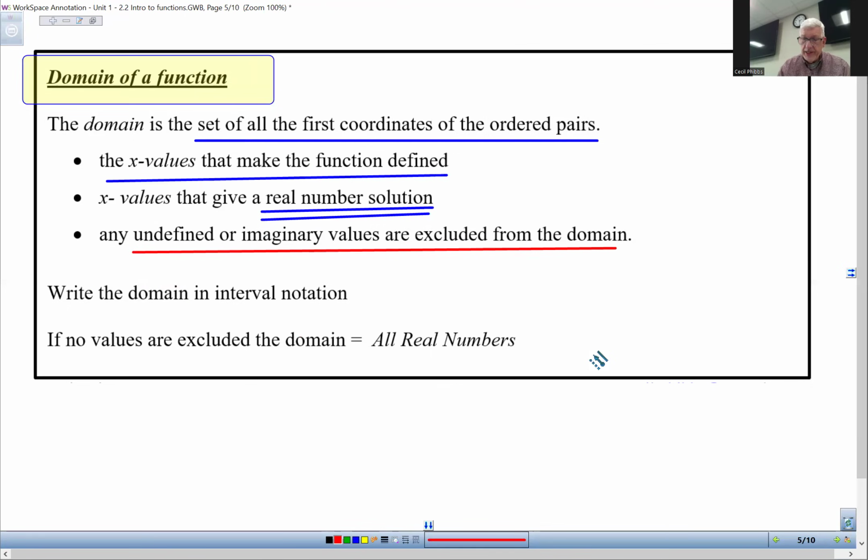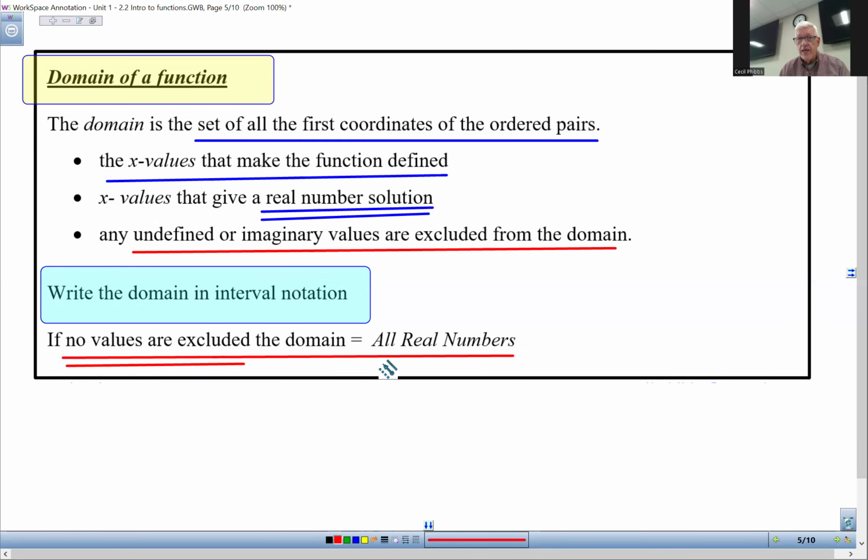And we're going to list this in interval notation. So remember, interval notation, which we use with our inequalities, shows a range of numbers. So we want to know what is the range of numbers, or what is the set of numbers that will work for our function. Okay. Now, if there's no exclusions, which we will have in a few cases, then our range is all real numbers. And the way we're going to write that is -infinity to +infinity. So this would be our domain if there are no restrictions.